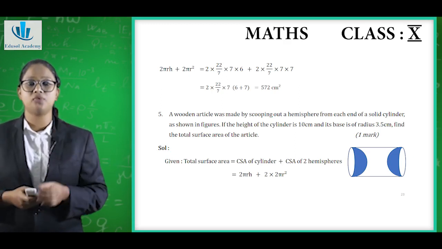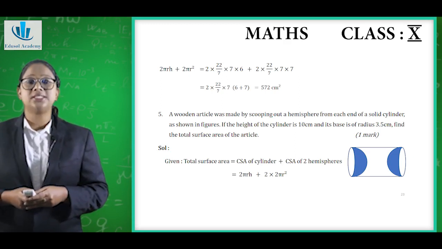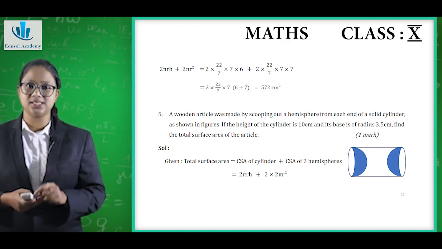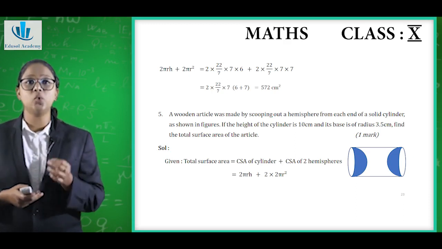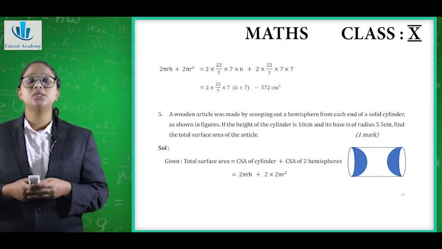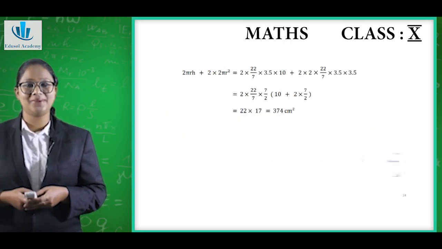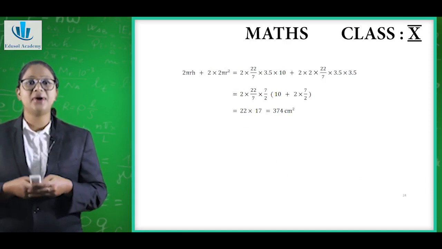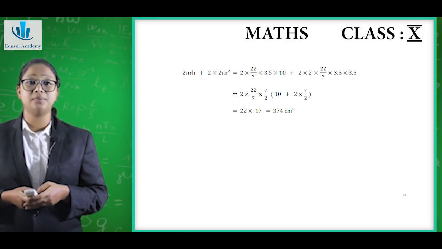So the equation for the total surface area of this solid is equal to CSA of cylinder plus CSA of two hemispheres. Now two hemispheres will make one circle, so you can replace it with CSA of a cylinder, that is 2 pi RH plus 2 into 2 pi R square, or equivalently 4 pi R square. Now substituting the values, we will be getting the final answer as 374 centimeter square.